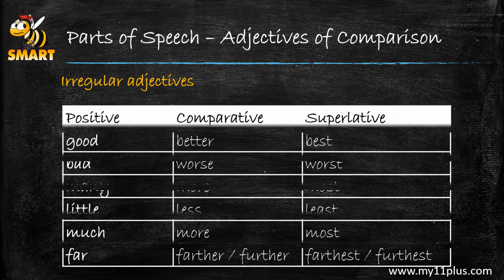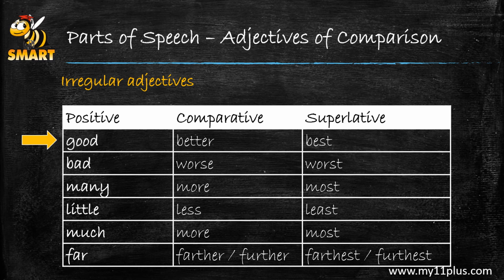So for example, we have good, and the comparative form of good is better. Superlative form of good is best. Then we have bad. The comparative form of bad is worse, and the superlative form is worst. We've got many, comparative, more, superlative is most. And all the way down where we have far, the comparative form of far is farther or further, and the superlative form is farthest or furthest.